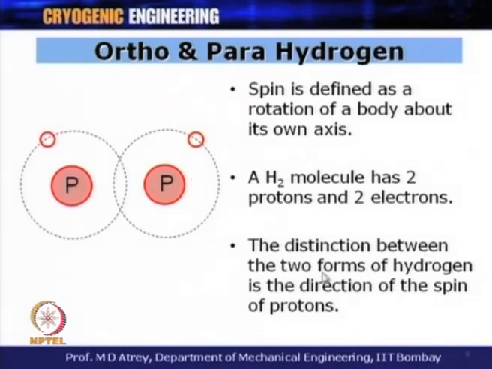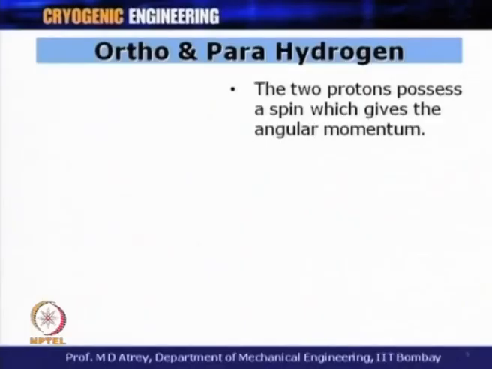The distinction between the 2 forms of hydrogen, ortho hydrogen and para hydrogen, is basically because of the direction of the spin of these protons. As I just said, these 2 protons will have some spin, and the direction of that spin will decide if it is ortho hydrogen or para hydrogen. As soon as we talk about ortho and para, a lot of properties associated with the energy of hydrogen get decided, and we will talk about that in the next slide.